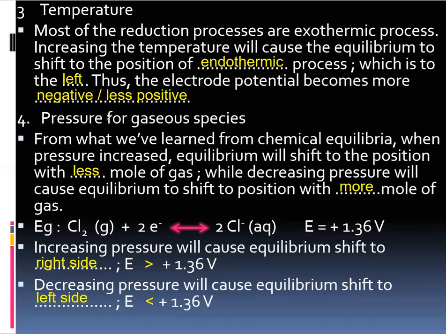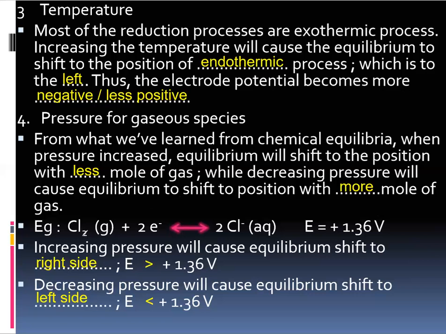Also, pressure for gaseous species is another factor. For gaseous species, pressure is also a factor that affects the electrode potential. This applies only to gases. From what we have learned from chemical equilibria, when pressure is increased, equilibrium will shift to the position with fewer moles of gas, while decreasing pressure will cause equilibrium to shift to the area where we have more moles of gas.